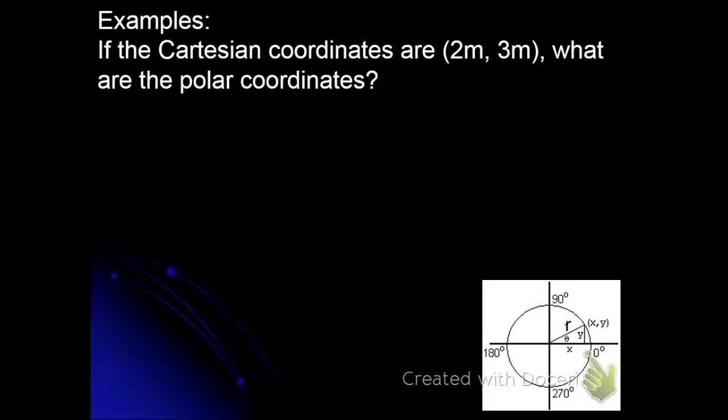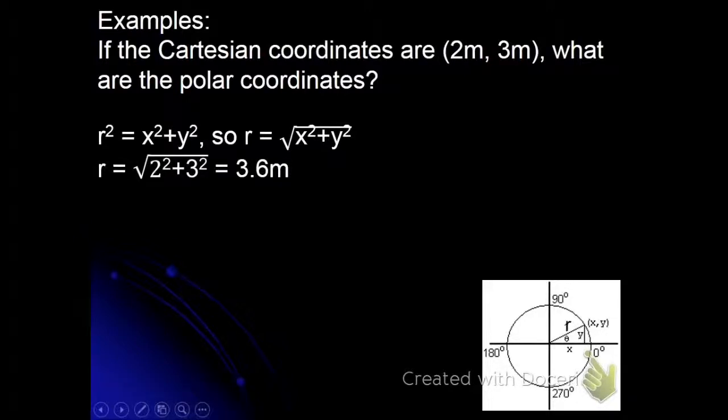So I'm going to show you how to convert to and from polar coordinates. In this case, we're starting with Cartesian coordinates, 2 meters and 3 meters, and we want to figure out what the polar coordinates are. So if we have 2 meters and 3 meters, what we want to do is figure out the r. We're simply going to use the Pythagorean theorem. So r squared is equal to x squared plus y squared, and so we can plug our numbers in to figure out the radius of a circle that has those two Cartesian coordinates as part of it.